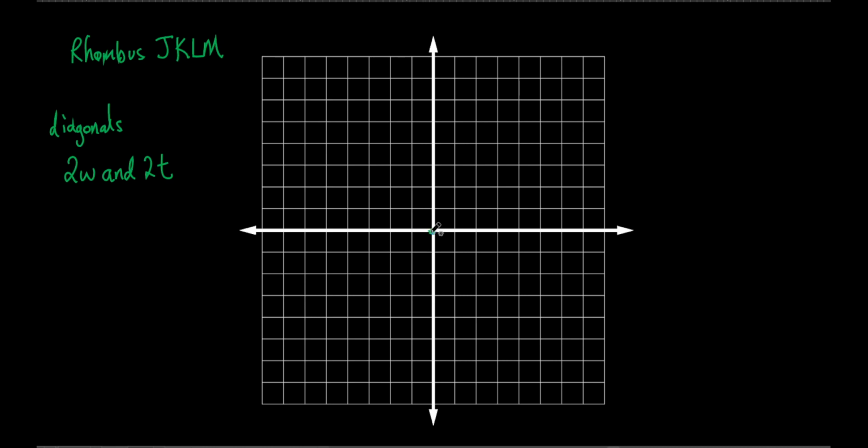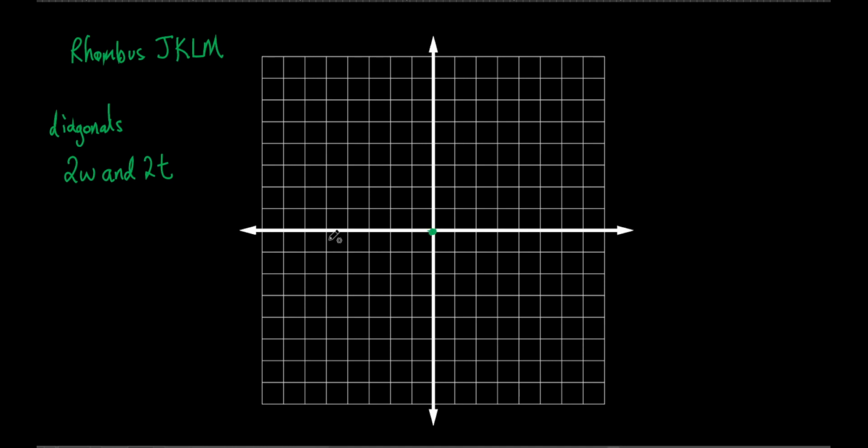Okay? So let's start right here. What we're going to do is draw the diagonals, because that's the only thing we really know. We don't know anything about the sides of the rhombus, except that they're all equal to each other, okay? And that's important. But the diagonals, that's what we're going to draw. So watch what I'm going to do.